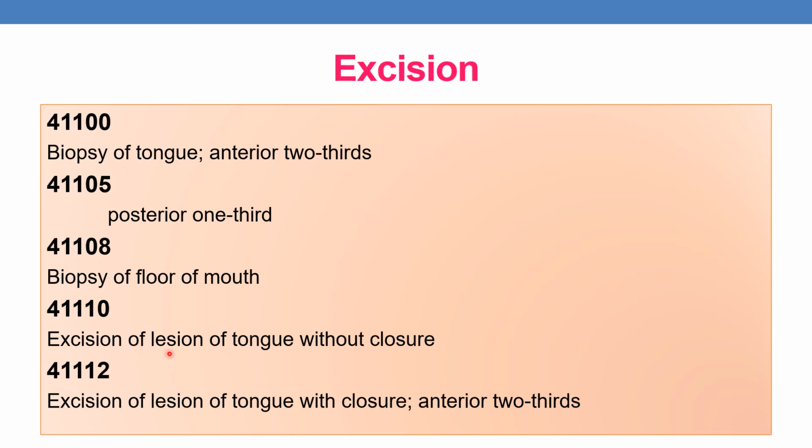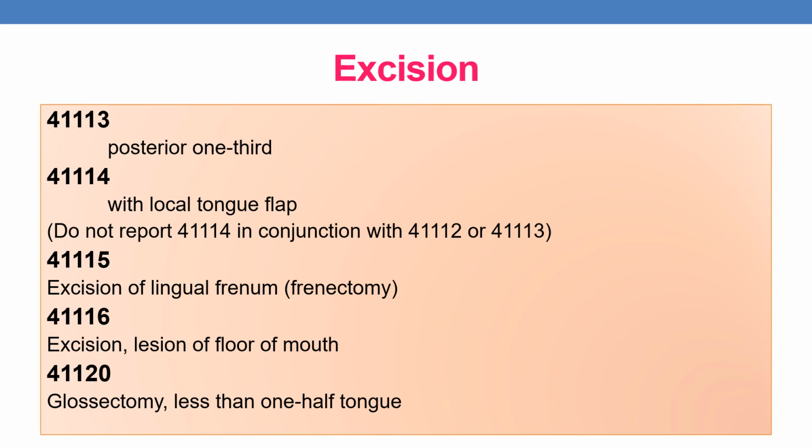The next is 41110. It deals with excision of lesion of tongue without closure. The next CPT is 41112. It deals with excision of lesion of tongue with closure anterior 2/3. And for with closure posterior 1/3, the CPT is 41113. And for with closure local tongue flap, the CPT is 41114. And do not report 41114 in conjunction with 41112 or 41113.